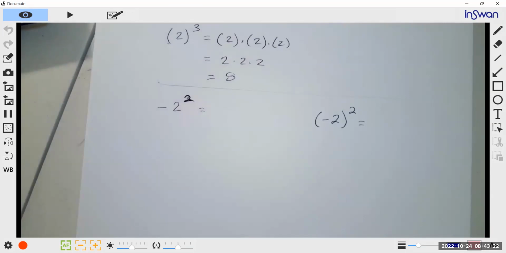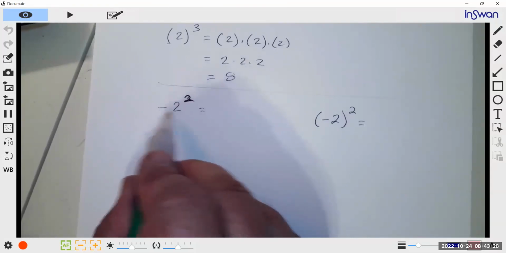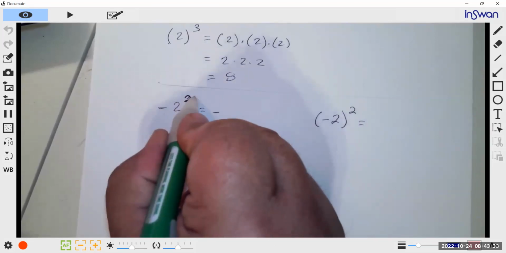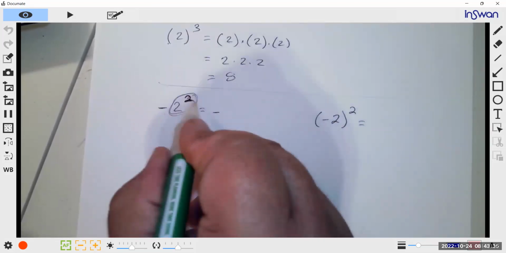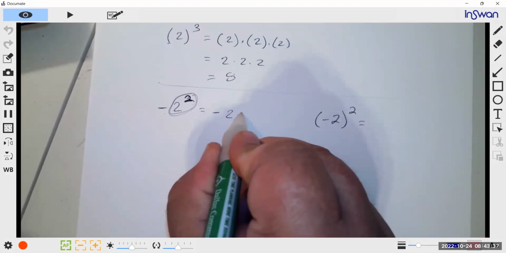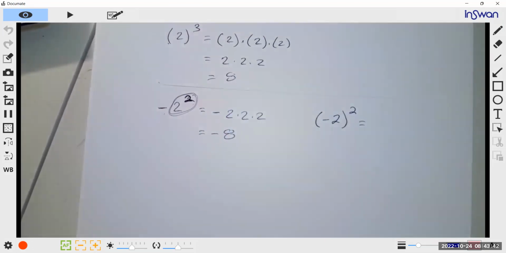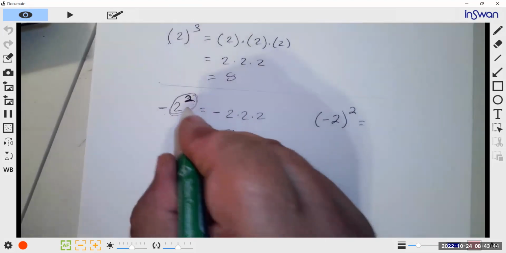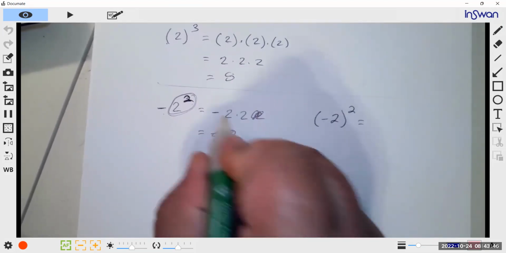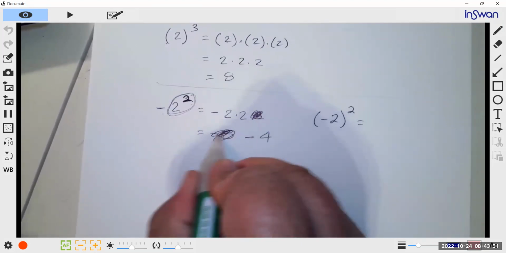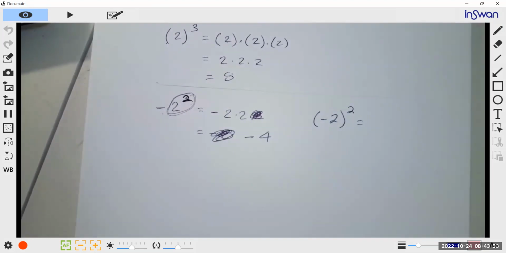Is there a difference here? With this one, what it says here, there's a negative, and the exponent goes only on the 2. So the answer is -8. Oh, sorry, twice. I'm sorry, twice. The answer is -4. Sorry, yeah, there's only a 2 up there.